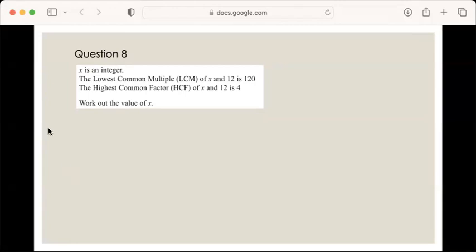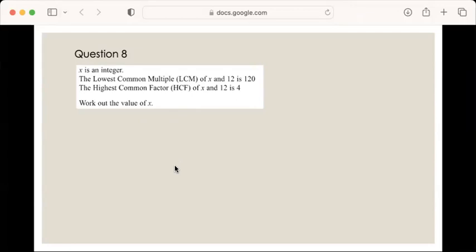Okay, now what is this question? x is an integer. The lowest common multiple of x and 12 is 120. The highest common factor of x and 12 is 4. Find the value of x. Okay, so here also, if you like, check back at question number 3. The formula method is the one which is going to be suitable for this one. So you can give it a try. Please pause the video and then you can play it after you finish the sum.